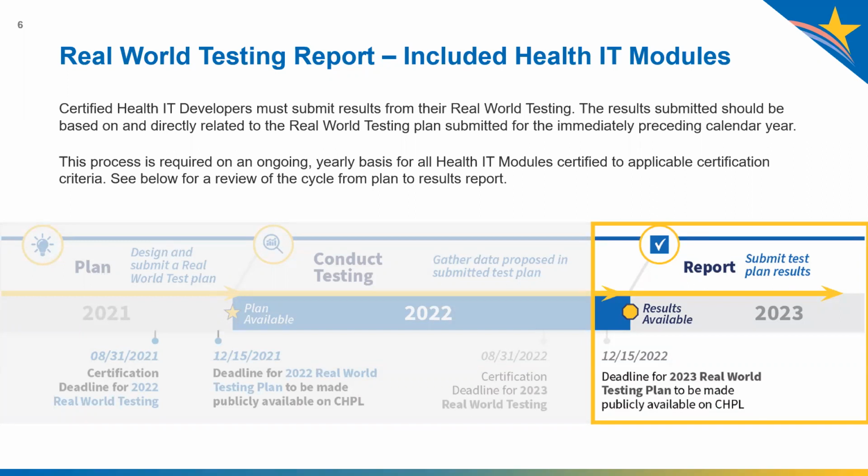The results report that is due this coming March 15th is going to be based on your 2022 real-world testing activities. So the plan that you submitted in 2021, executed in 2022, and just wrapped up, those health IT modules that were addressed in those real-world testing activities are the ones that should be included in your results submission for March 15th of 2023. I just want to make sure we understand how this overlap happens and which modules apply to which year's results reports and plans.